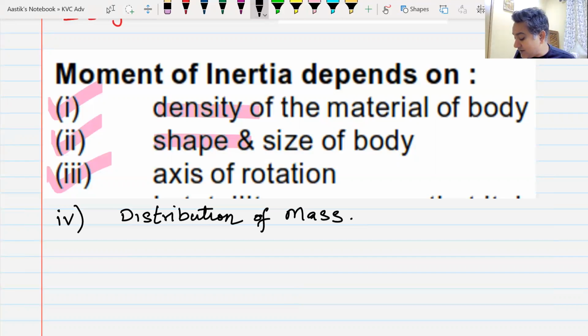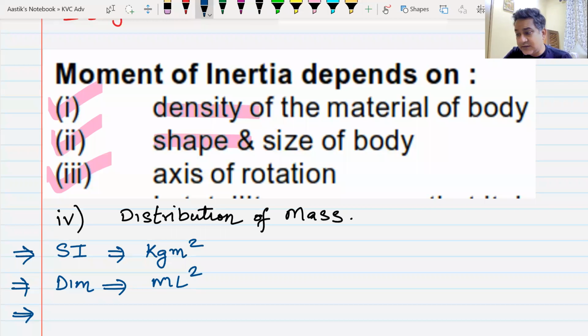What type of quantity is moment of inertia? It is not a scalar. It is not a vector. It's not a vector because it does not depend on direction. Clockwise or anti-clockwise rotation, it does not depend on direction. It's not a scalar because it depends on the axis of rotation. Therefore, it's not a scalar, not a vector. We call it a tensor.